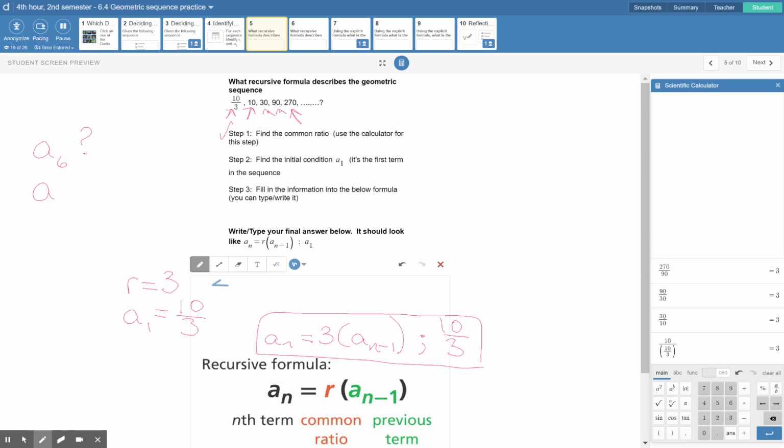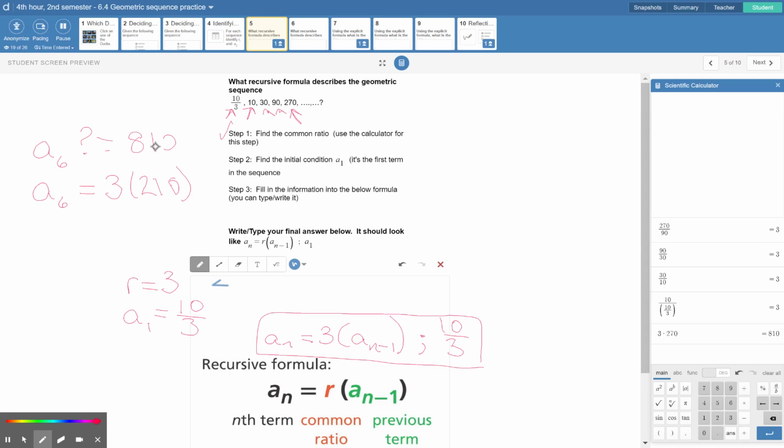We have a sub 6, and we know that it is 3 as a common ratio, and then we plug in the previous term. If you plug in the previous term, it's going to tell you the next term. So if you put that into the calculator, 3 times 270, it's going to get you 810. So that's the whole point of recursive for this geometric sequence.